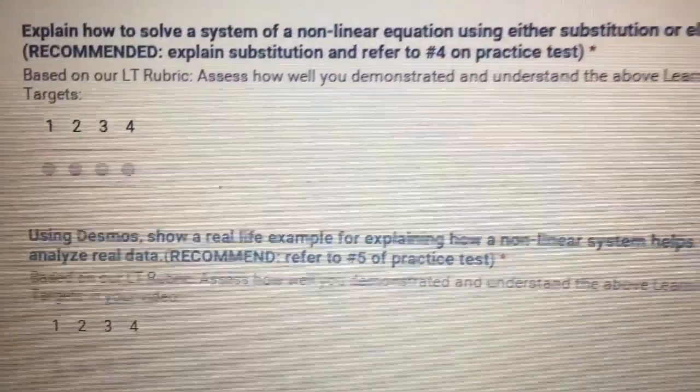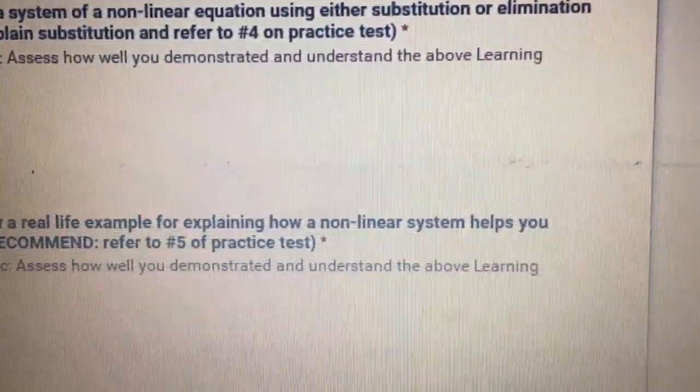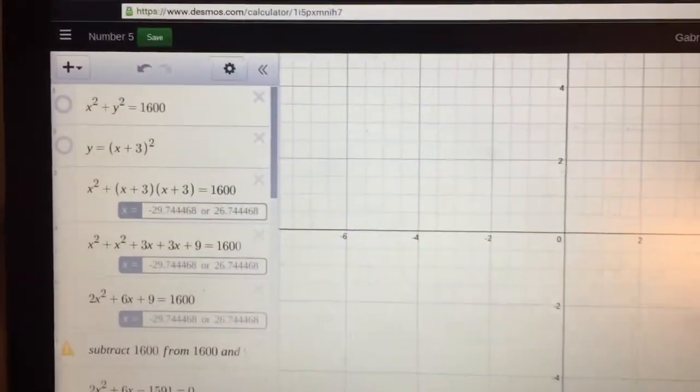Okay, Mr. Suhu, now what we're going to do is use Desmos to show a real-life example for explaining how a non-linear system helps you analyze real data. Okay, so this is number 5 on our practice test.